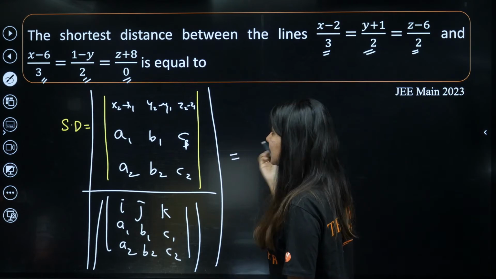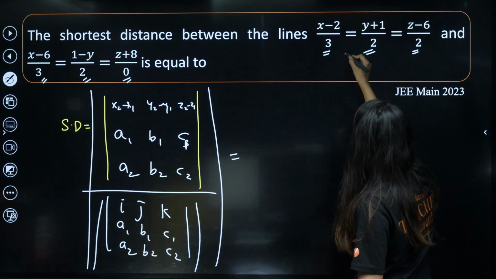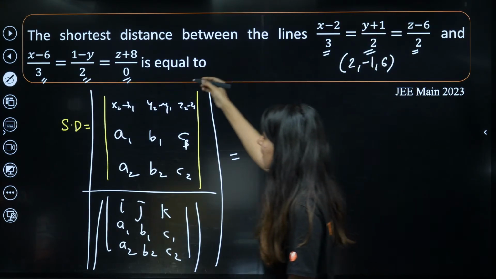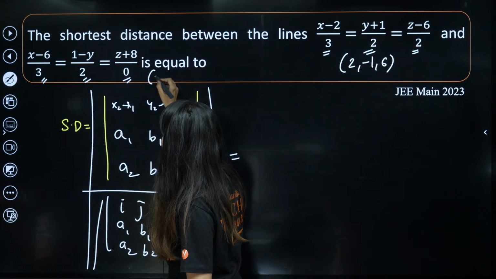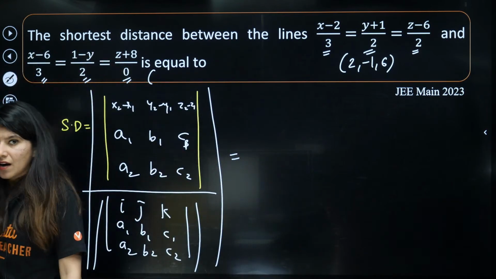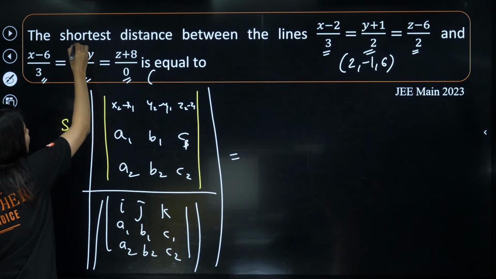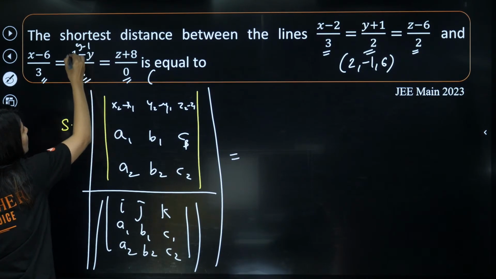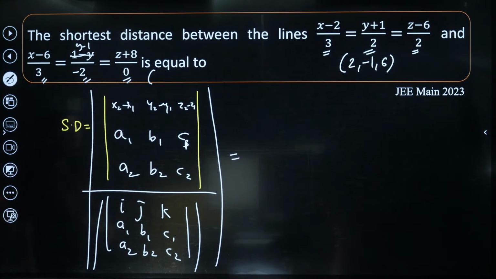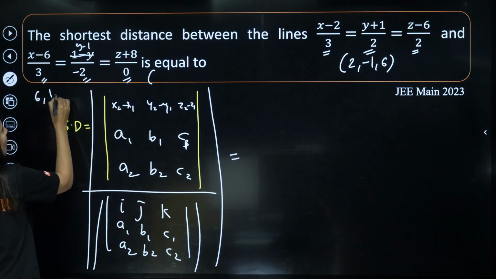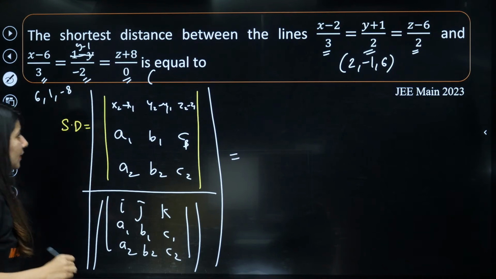Okay, so just write it down. So basically the coordinate will be what? 2, minus 1, 6 is lying on this line. And we need to rewrite this a bit. So this is y minus 1 upon minus 2. Basically y minus 1 upon minus 2. Then it will make sense. So the coordinate would be what? 6, 1, minus 8. Right?